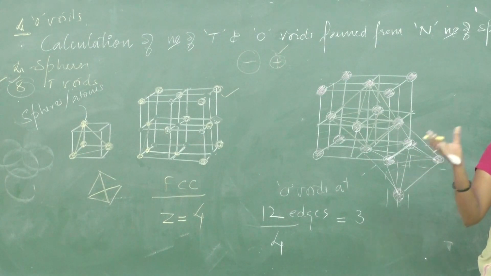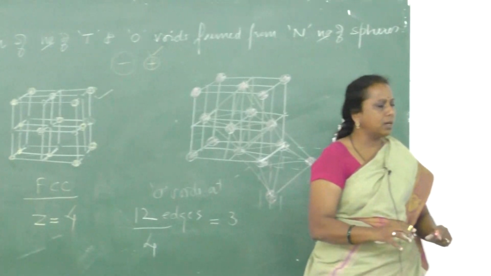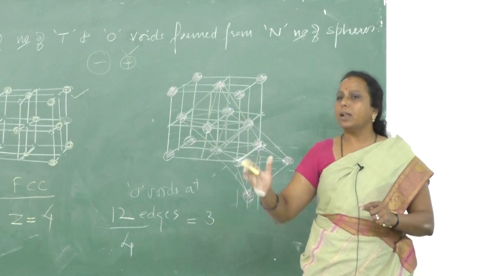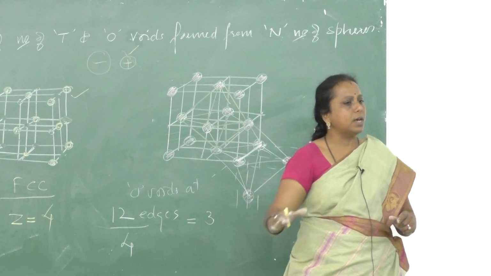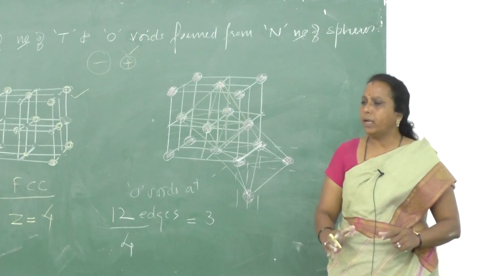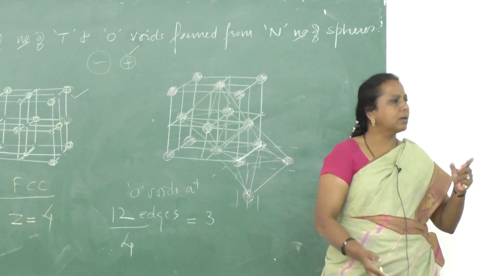Either all of the T-voids are occupied, or all of the ovoids are occupied, or a part of the T-voids are occupied, or a part of the ovoids are occupied. Based on how much part of the ovoids or T-voids are occupied, we can predict the formula of a compound.